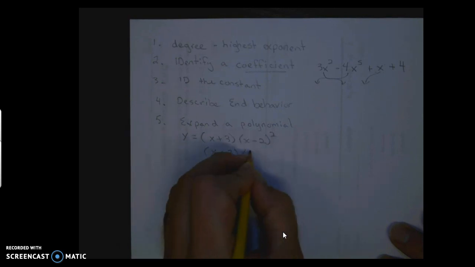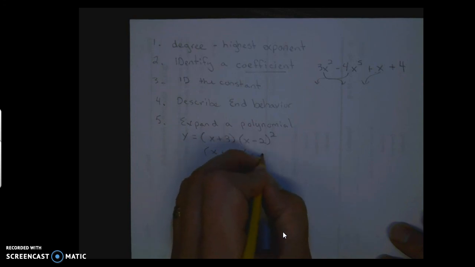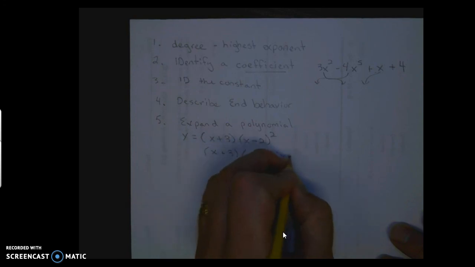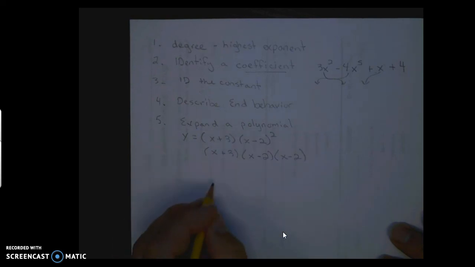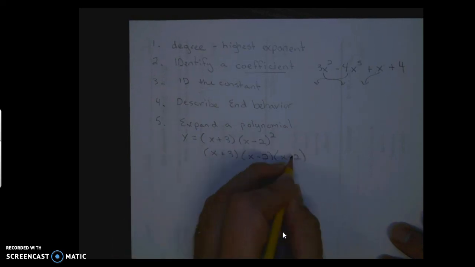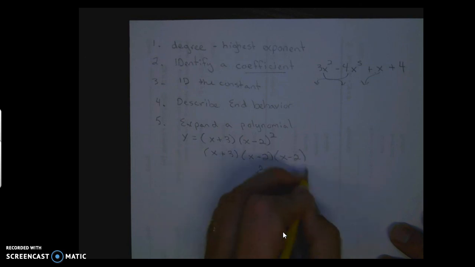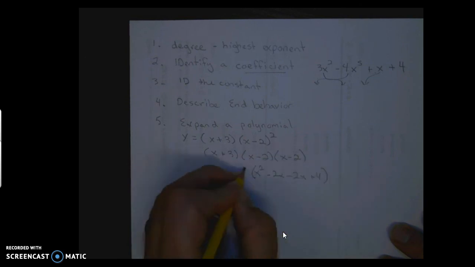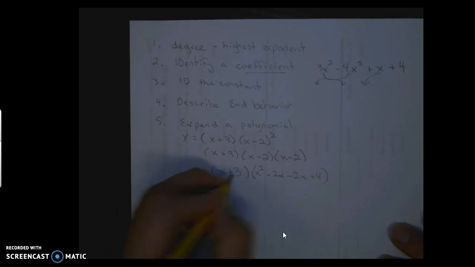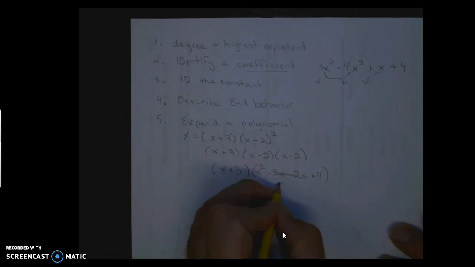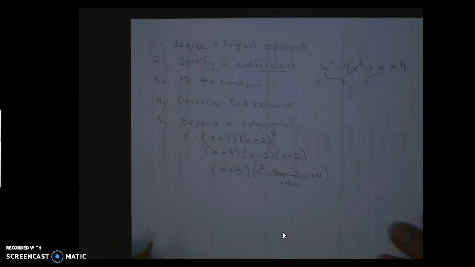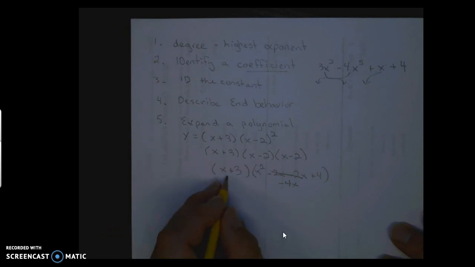is probably square the x minus 2. So I would FOIL this, first terms, outer terms, inner terms, last terms. Simplify that up. And then you would need to multiply these together. And we learned how to do that with polynomial operations.